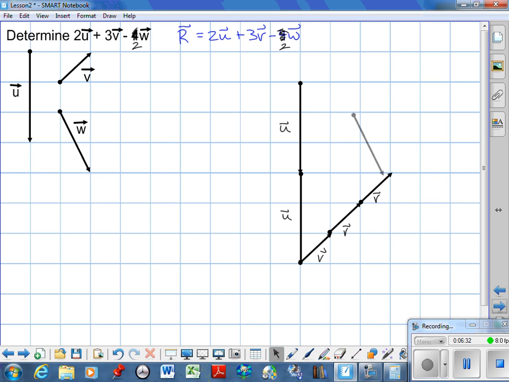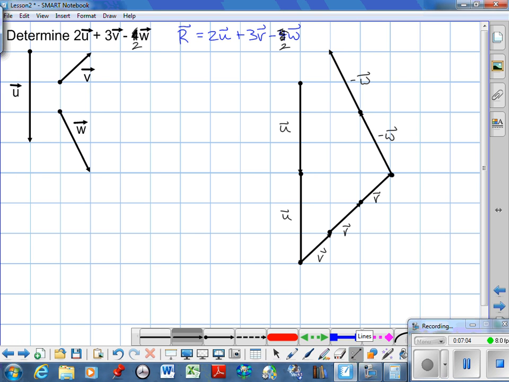Now remember, it's a negative w. So the direction, normally it should have been here. We need to flip it around. So it's actually going in that direction. All right, so same thing. I need to flip it around first. Put it on. So there we end up. Okay, so we did switch it to 2 w's, and these are negative w's. So negative 2w. So there's our resultant.